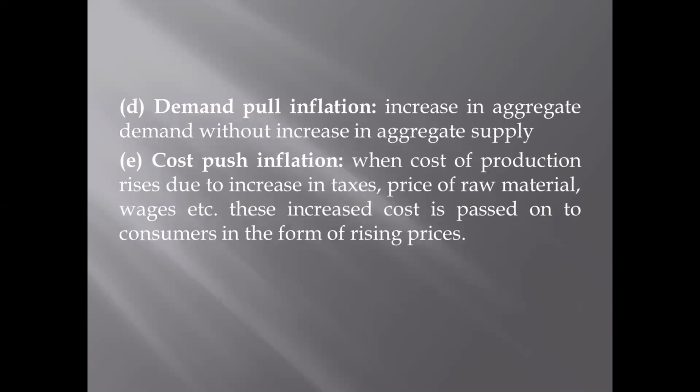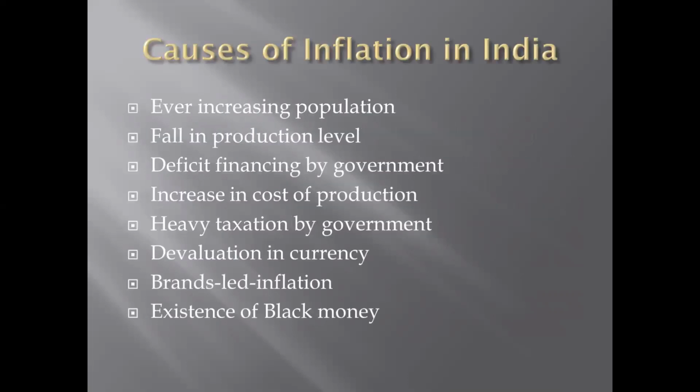Demand pull inflation is an increase in aggregate demand without an increase in aggregate supply, right? Demand is increasing but aggregate supply is the same. You are not able to fulfill the increasing demand. Cost push inflation is when the cost of production rises, as I have discussed earlier: taxes may be increased, raw material increase, wages increase. It will lead to an increase in cost, and the producer will pass that on to the consumers in the form of rising prices.